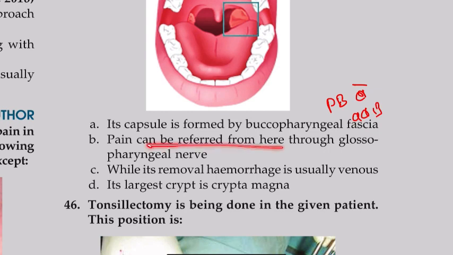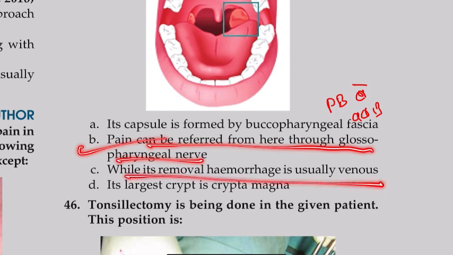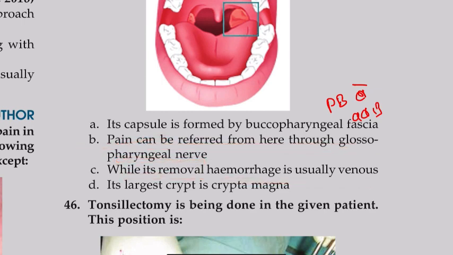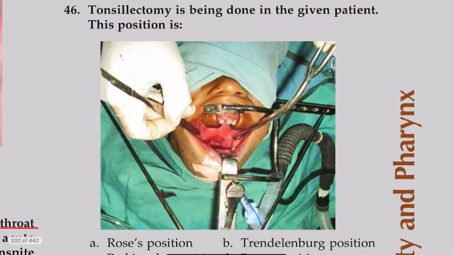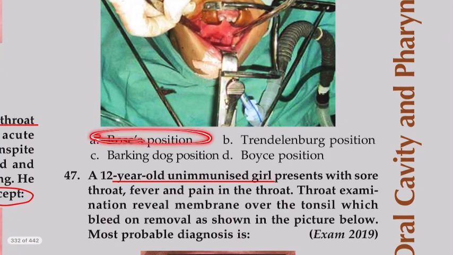Pain can be referred from here through the glossopharyngeal nerve, that's right. While it is being removed, hemorrhage is usually venous, that's right. Peritonsillar vein, it is large. Its largest crypt is crypta magna, that's right. The remnant of what? Second pharyngeal pouch. Tonsillectomy is being done here in the given patient. This position is, we know, Rose position, that is also used in tracheostomy.